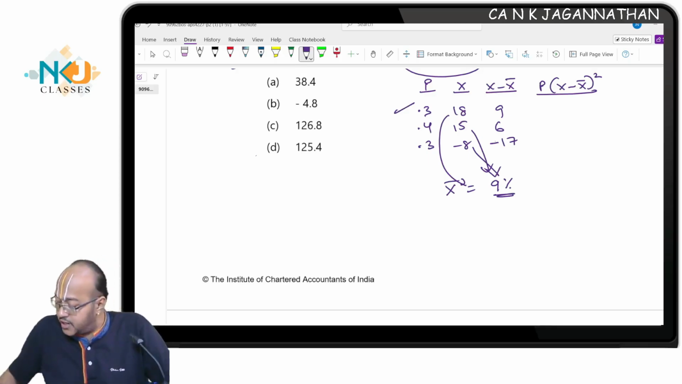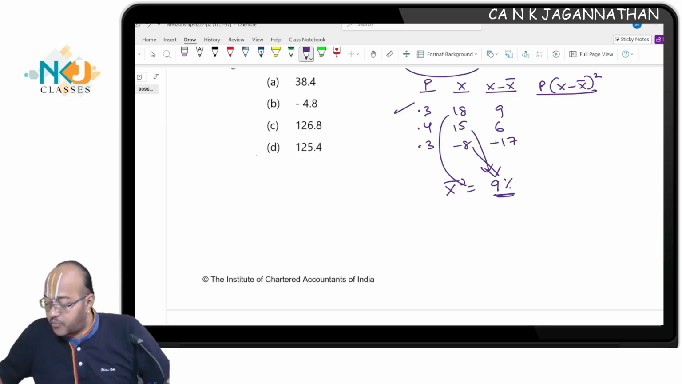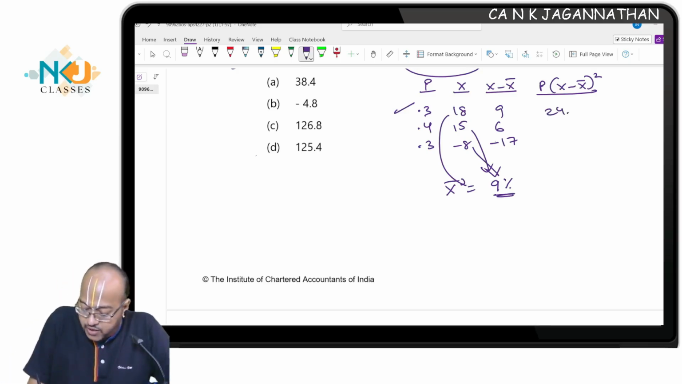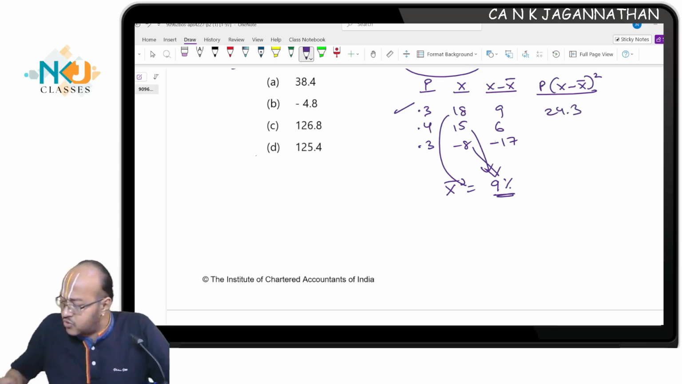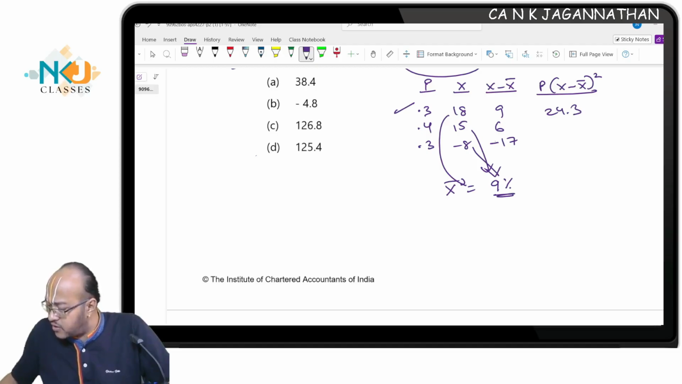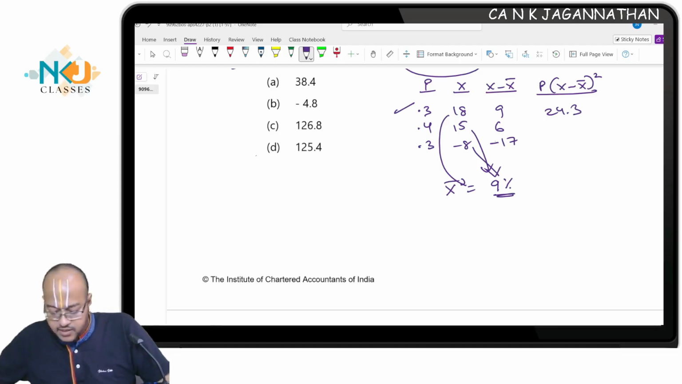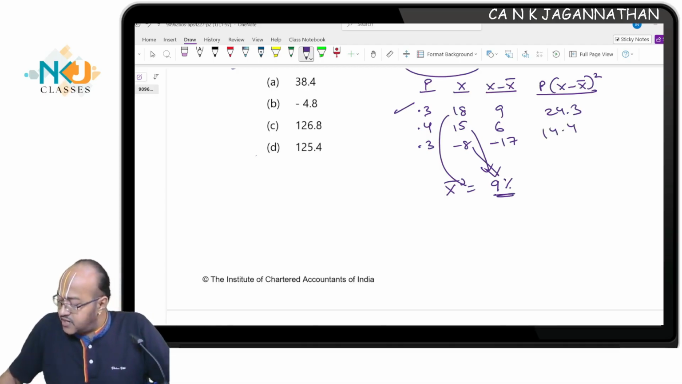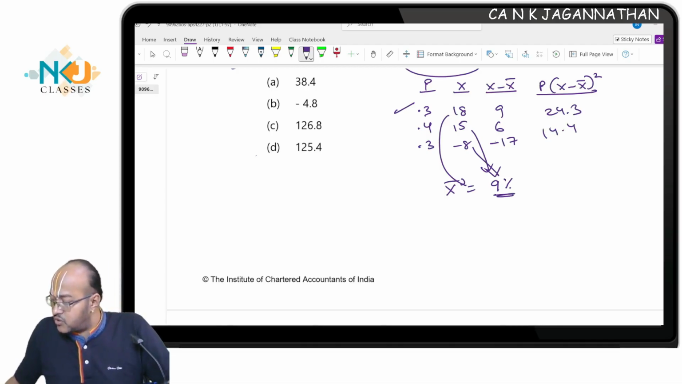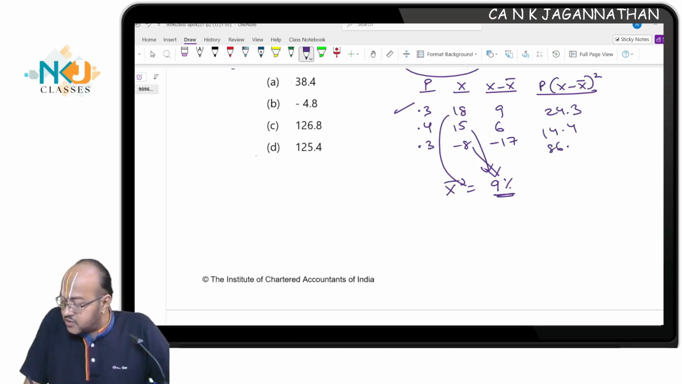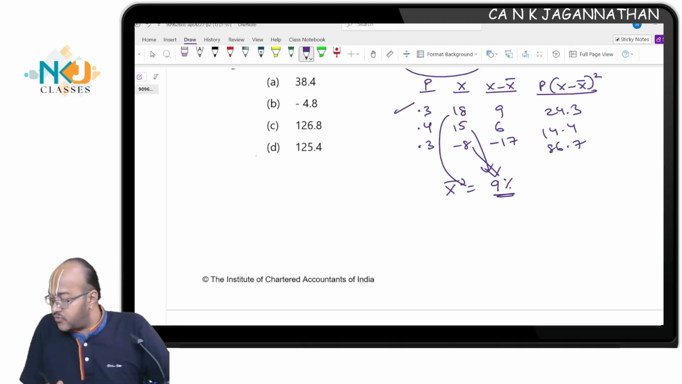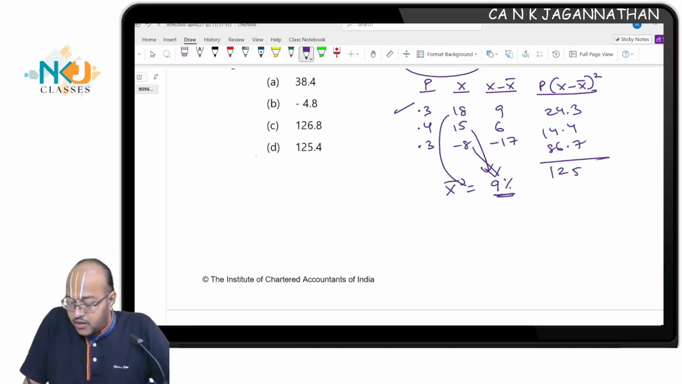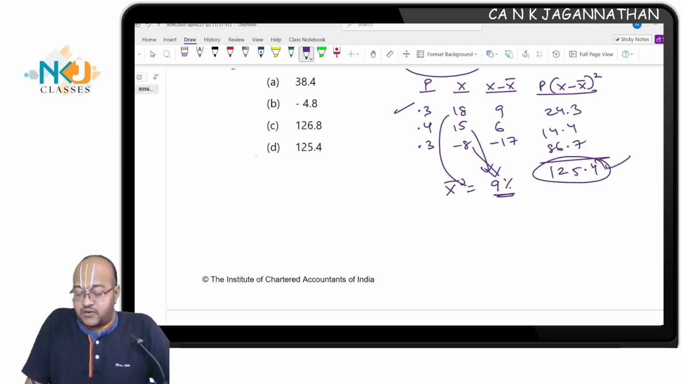81 into 0.3 is 24.3. Plus, again just write it out, 6 squared is 36, 36 into 0.4 is 14.4, then you have minus 17 squared, how much is that? 289 into 0.3, if you multiply the probability you will get 86.7. If you add that you will get 125.4, this I call the market variance. If you take the square root of this, you will get the standard deviation.